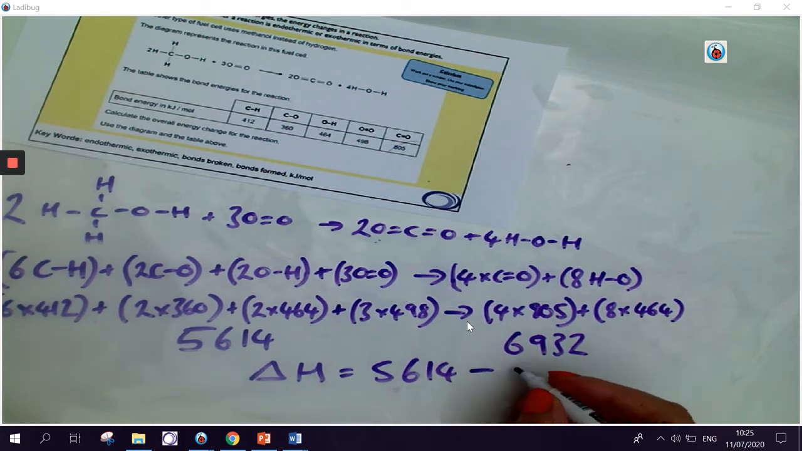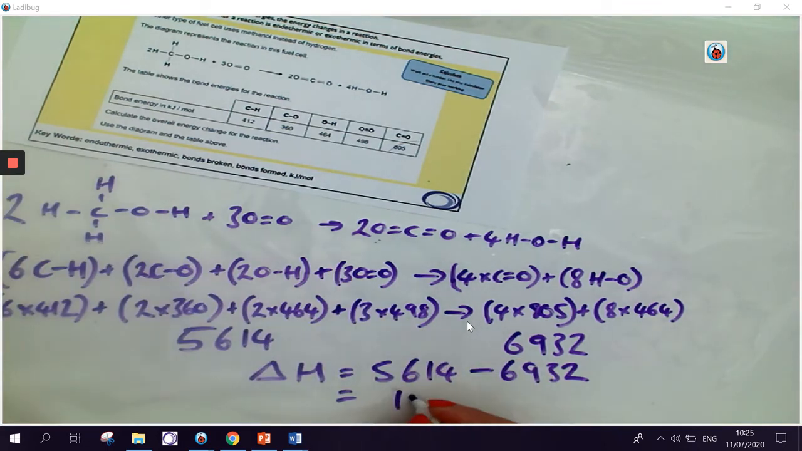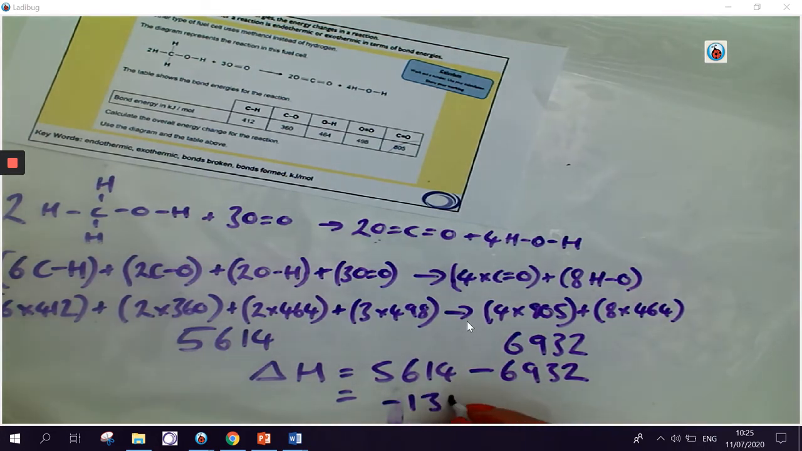So now, if I want the overall energy change, it's the energy required to break the bonds of the reactants minus the energy released making the bonds of the products, which comes out at minus 1,318 kilojoules per mole.